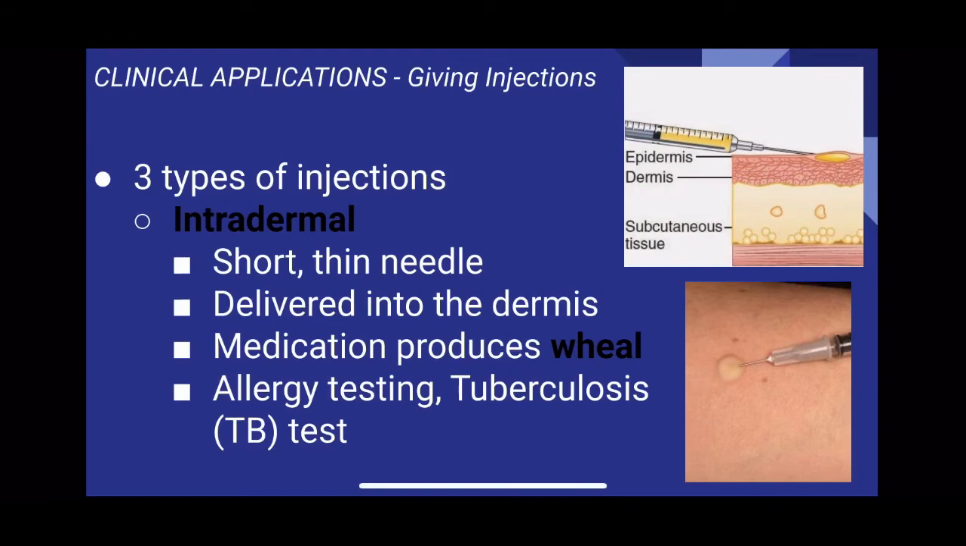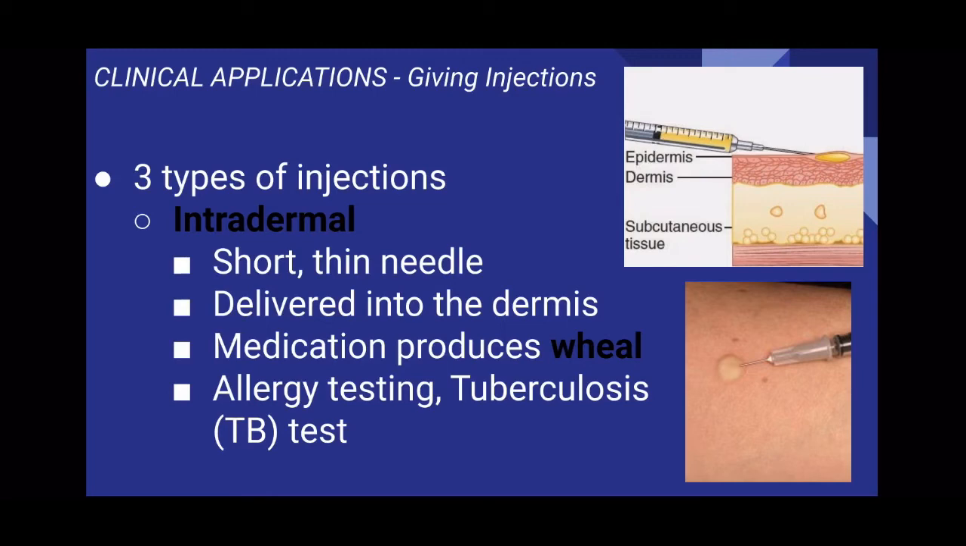The second part of this video is going to cover clinical applications for being able to identify the various layers of the skin. That application involves giving injections. There are 3 different types of injections, each of which injects a medication into a different skin layer. The first is an intradermal injection. These injections involve a short, thin needle that is injected at about a 10 to 15 degree angle into the dermis of the skin, which is what gives the injection the name intradermal.